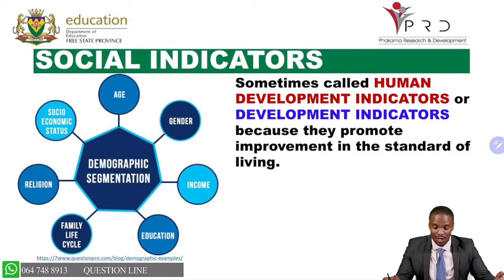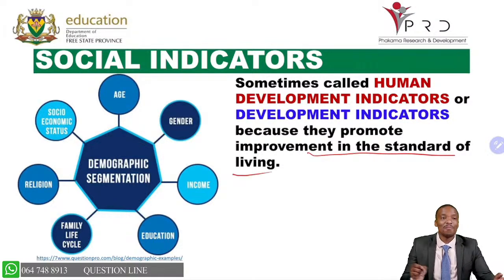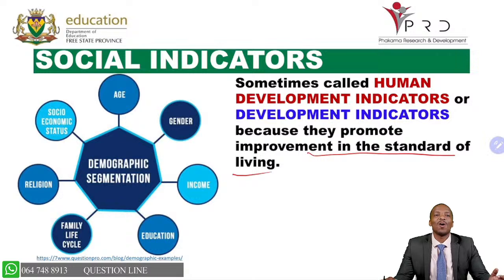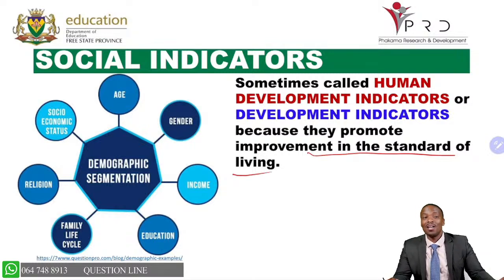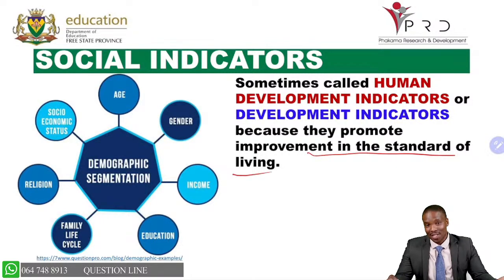And sometimes they are called human development indicators or development indicators. Why? Because they lead to an improvement in standard of living, of which all of us want to have a lower cost of living and a high standard of living. You remember the characteristics of developing countries and developed countries.